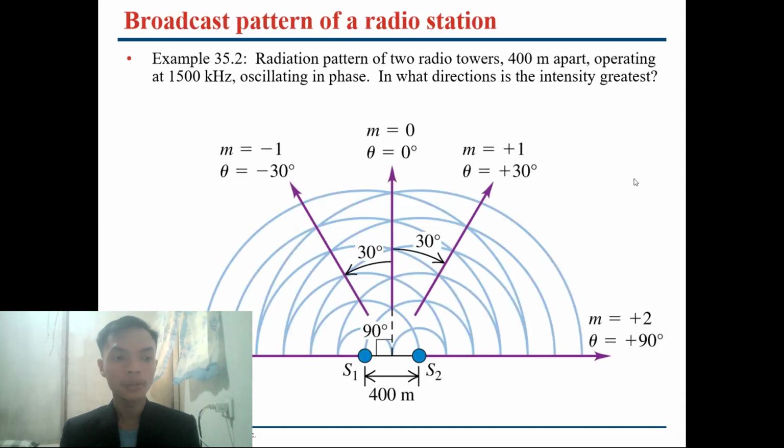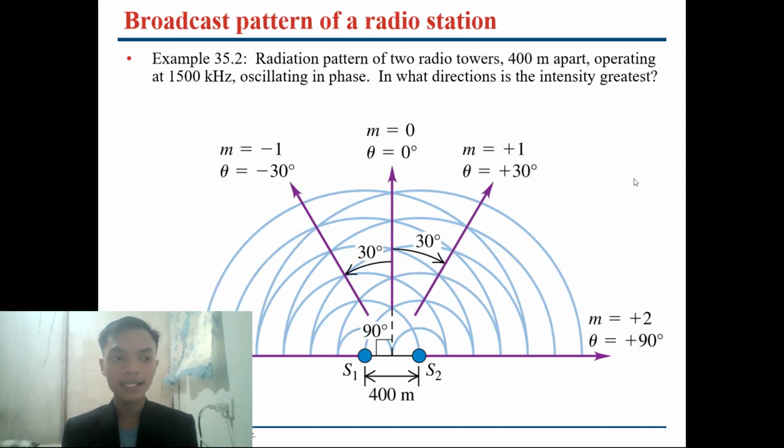So let's move on to the broadcast pattern of a radio station. So we have here in example 35.2, the radiation pattern of two radio towers 400 meters apart operating at 1500 kilohertz, oscillating in phase. In what direction is the intensity greatest?